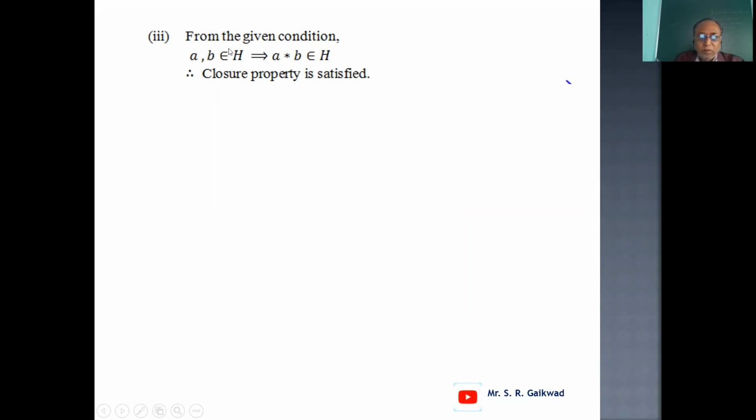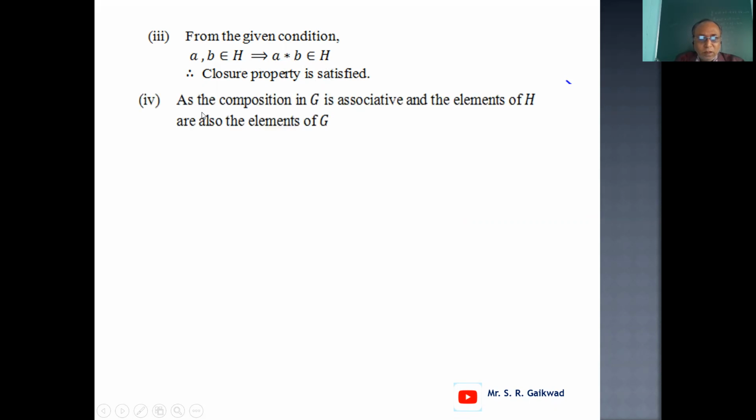Third, from the given condition, a, b belongs to H implies a * b belongs to H. It means clearly the closure property is satisfied. As the composition in G is associative, and the elements of H are also elements of G, therefore the associative law also holds in H. Therefore H satisfies all conditions of a group, and therefore H is a subgroup of G.